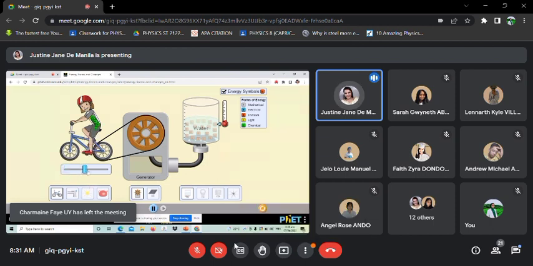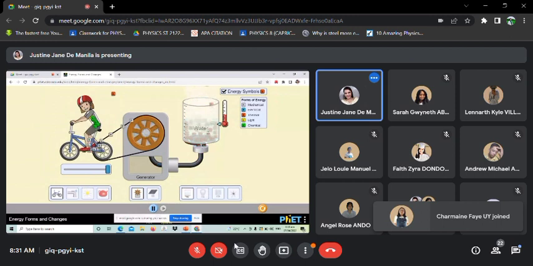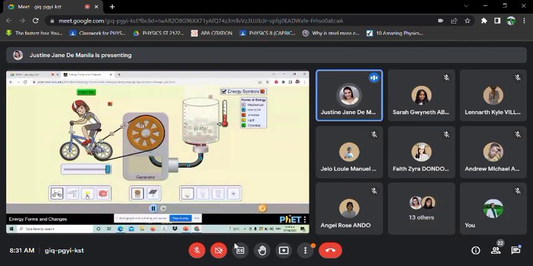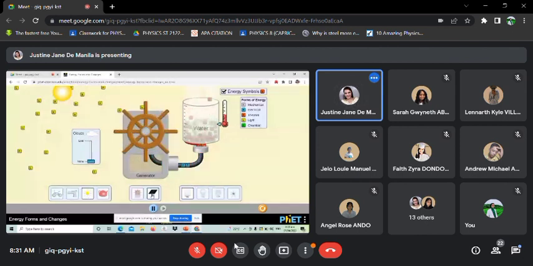So, this person rides a bicycle. As you can see, the chemical energy is converted to mechanical energy, like kinetic energy as the bicycle moves. And then, electrical energy up to thermal energy. So, let's change this to sunlight. And then, we have here a solar panel and a light bulb.